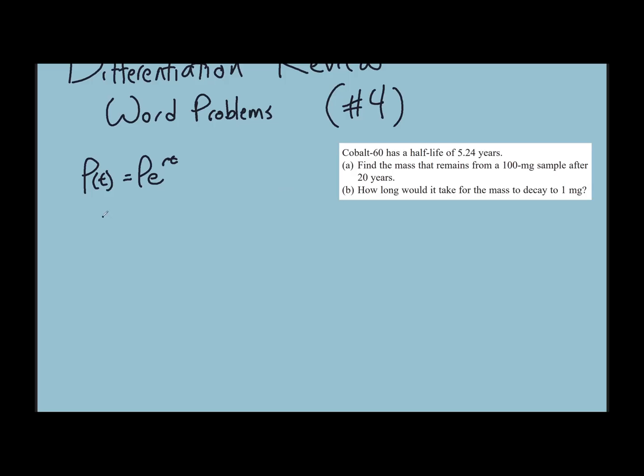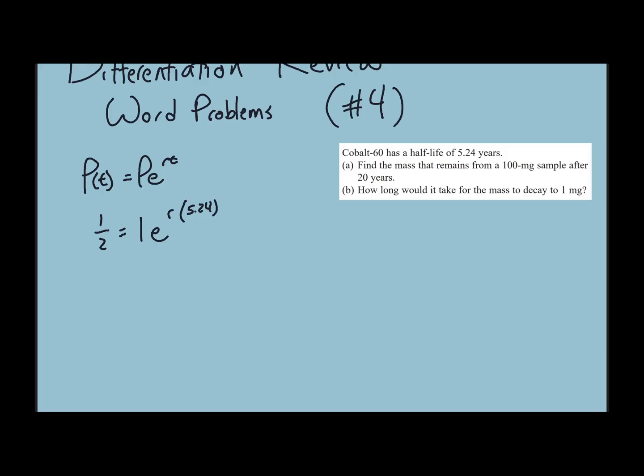So what they're telling us is you will have 1/2 of the original amount of 1, because it's 100%, of e to the r times 5.24 years. So we can already use this to find r. We don't even need to look at what they're asking for a and b, because that's what they're going to be using it for. That's why they gave us that information in the question.